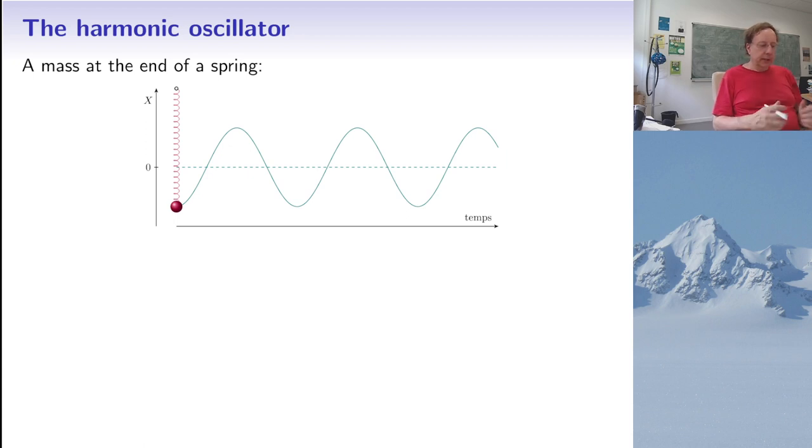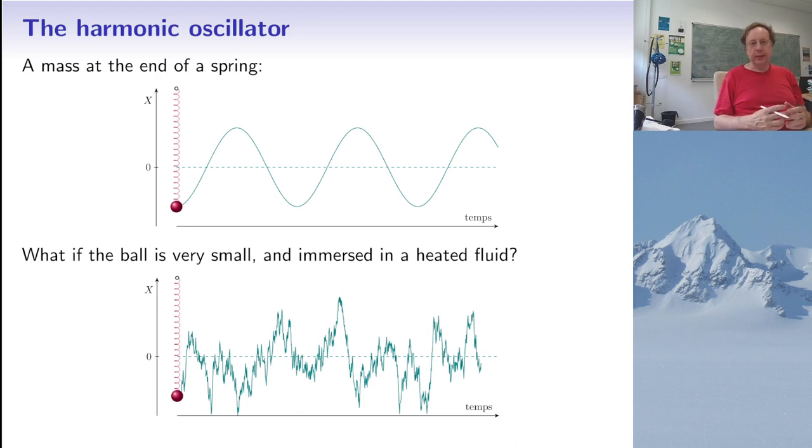So here I have plotted the time evolution of a mass connected to a spring, so it can oscillate vertically like this. And we know how to describe the time evolution of the mass. But now, how about when the mass is very small and it is immersed in a fluid at a certain temperature, and so it is subjected to collisions with molecules of the fluid? So then its time evolution will look more like something similar to Brownian motion. So it will have a lot of fluctuations, and it's not really feasible to describe the trajectory in detail.